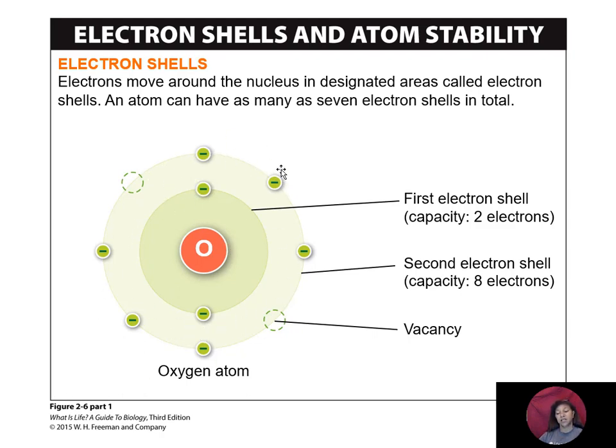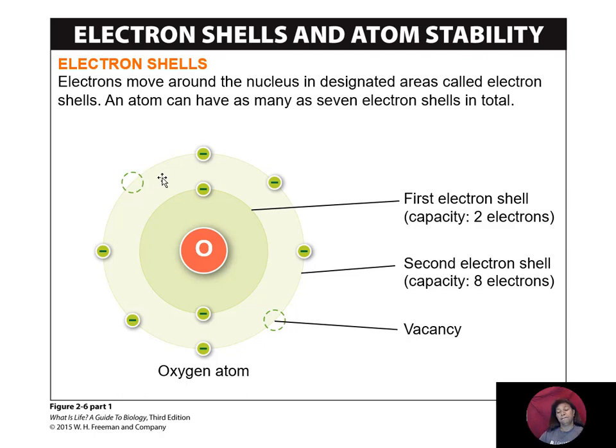But we know that the second shell actually has 8 spaces. We only have 6 electrons. So that means that oxygen actually has a vacancy. It's got 2 vacancies, right? 2 places where its shell is not completely filled. That makes oxygen very reactive.